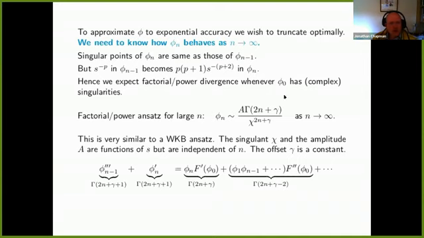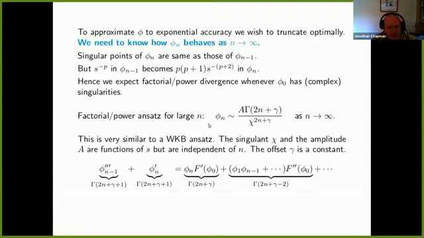So to get the exponential accuracy in phi, I'm going to truncate optimally. So I need to know how phi n behaves as n tends to infinity. The singular points of phi n are the same as those of phi n minus 1. But if I have some singularity in phi n minus 1, when I generate phi n, I have to differentiate that twice. And so s to the minus p ends up being a p plus 1 times s to the minus p plus 2. Again, it's a singular perturbation problem, so you end up getting factorial over power divergence. So let me make that ansatz.